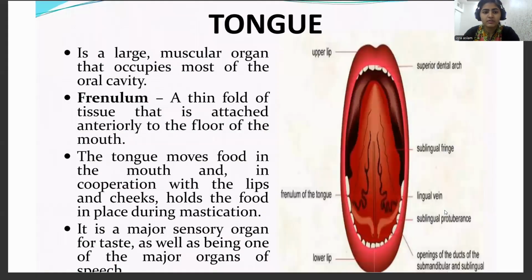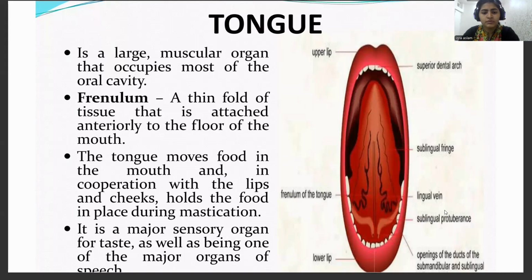Then we have the tongue. The tongue is a large muscular organ that occupies most of the oral cavity. Then we have the frenum, a thin fold of tissue that is attached to the floor of the mouth. As you can see in the diagram, the frenum of the tongue is touching the floor of the mouth and tongue.